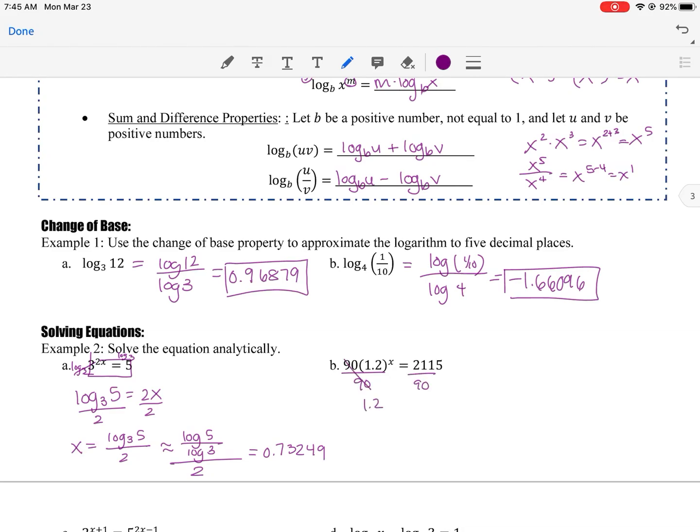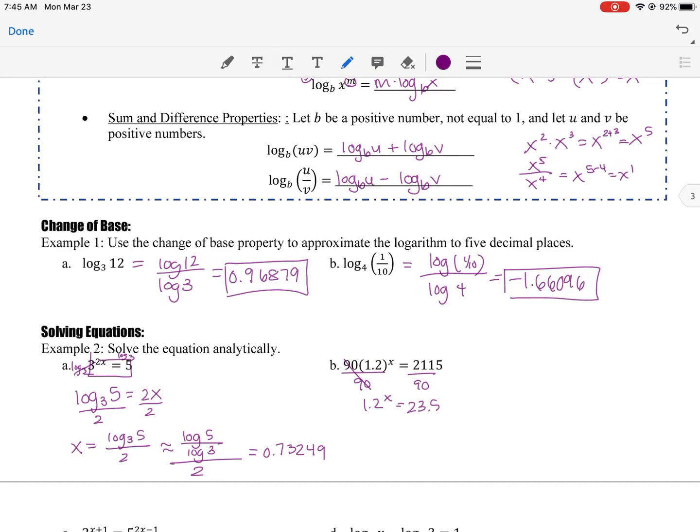Okay, next one, same idea, but before I can use my definition of log, I've got to get 90 away from the base of 1.2. So I've got to divide both sides by 90. So I get 1.2 raised to the x equals, this ends up being 23.5. So since it's a nice decimal, I'm going to leave it that way rather than having a fraction, although you're welcome to leave it in a fraction, which I believe is 47 over 2.